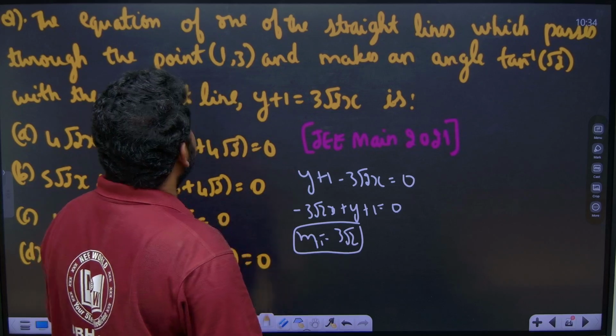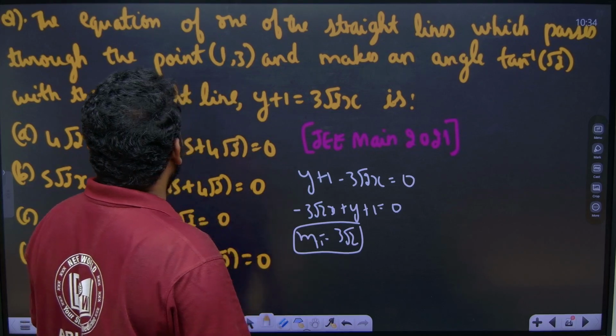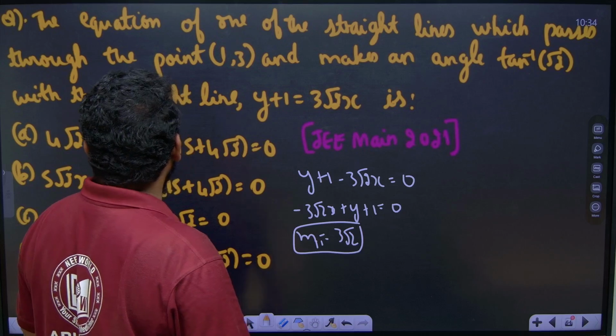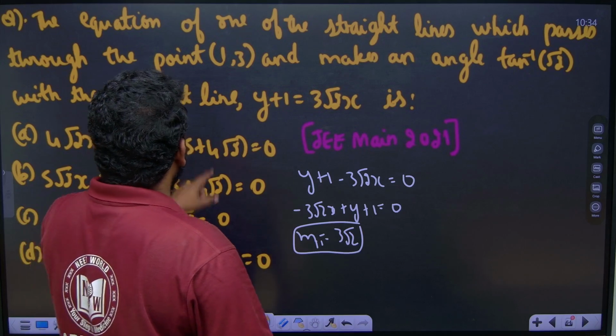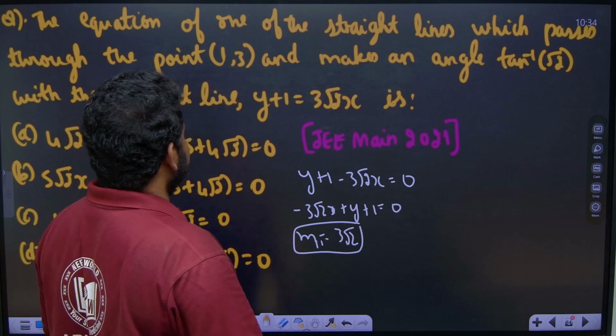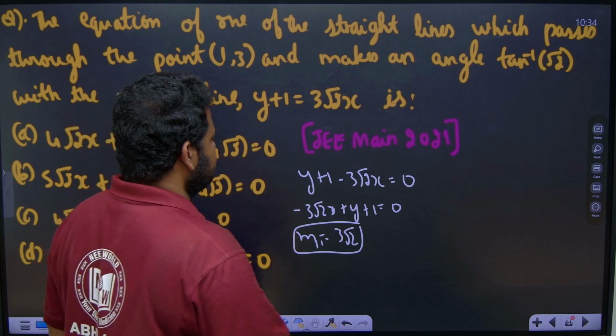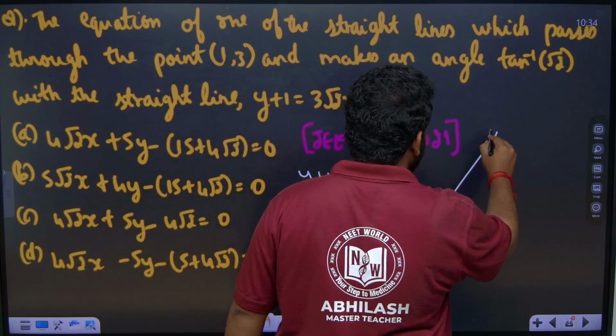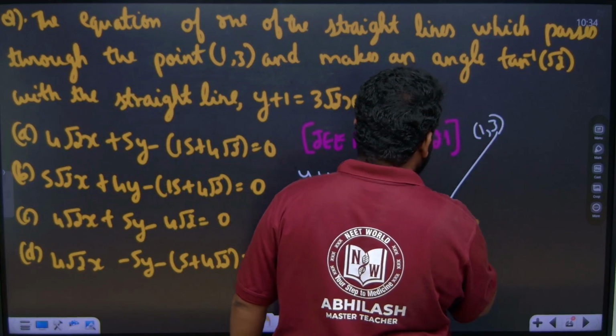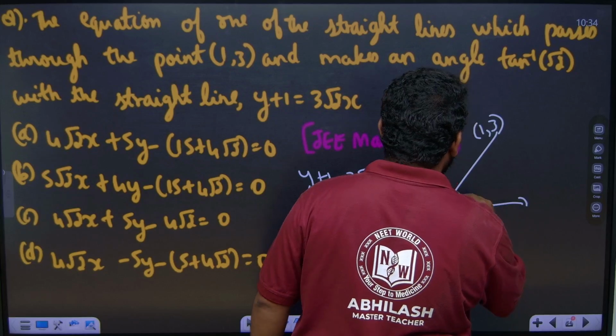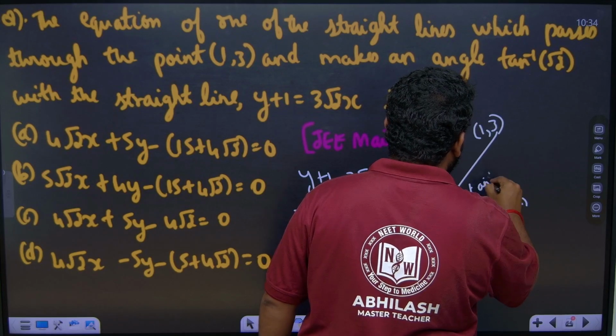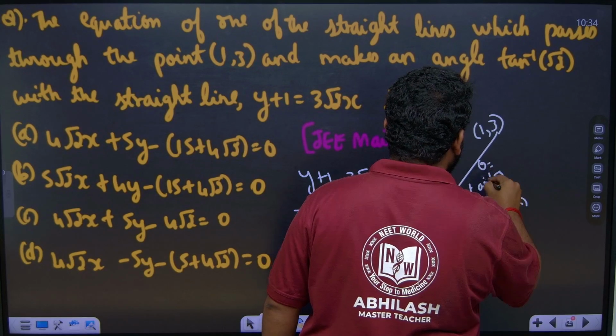Now they are telling that one of the straight lines passes through the point (1, 3) and makes an angle of tan inverse of root 2 with the straight line. This is passing through the point (1, 3), not (1, root 3). And this is making an angle of tan inverse of root 2. This theta value is nothing but tan inverse of root 2.